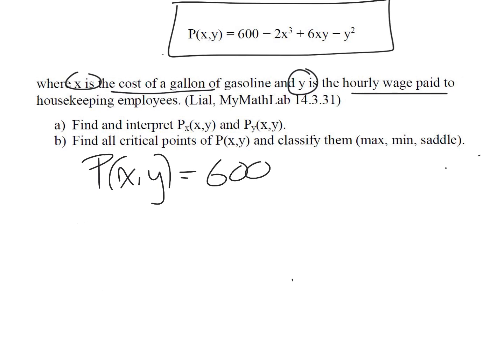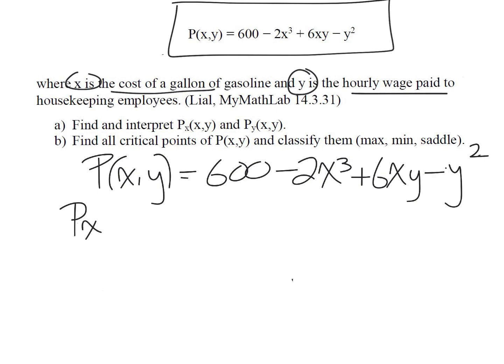Let me make the function a little bigger, and try and stay on the board. There we are. So the first thing we do is find p sub x of xy. So that means we're looking for the derivative with respect to x, which means we're considering any other variable in the function as a constant. So the only other variable is y. So we're considering y a constant.